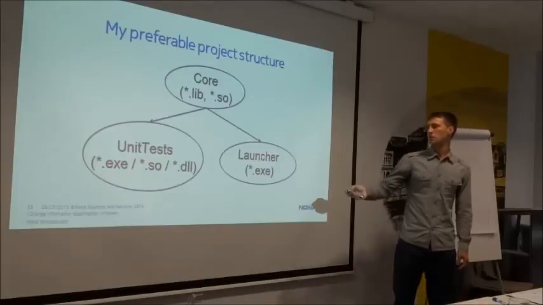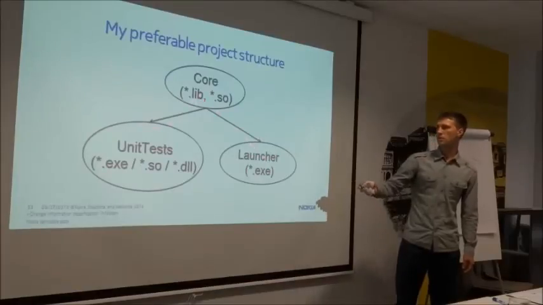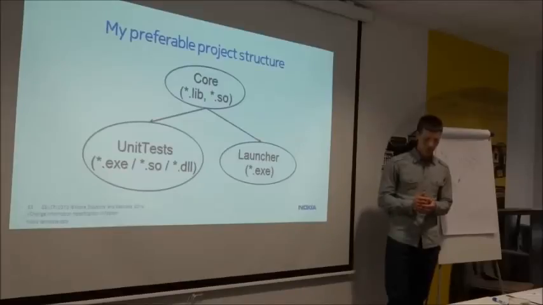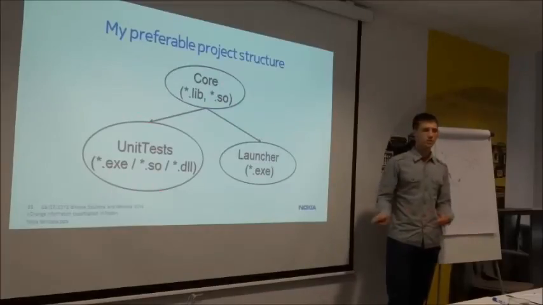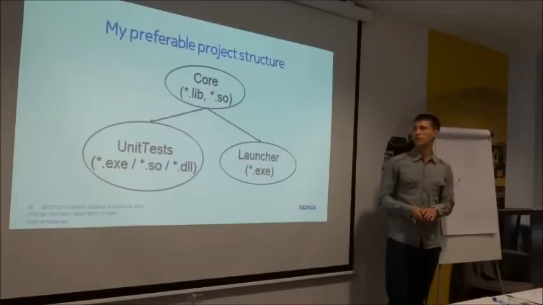And I create another project that I usually name launcher, and this is of course an executable, and I statically link my core library into the launcher. Why? This approach, in my opinion, has one important benefit: I can simply cut this part, the core and unit tests, and move it to any project I want. I can quickly get the functionality I need in different projects.